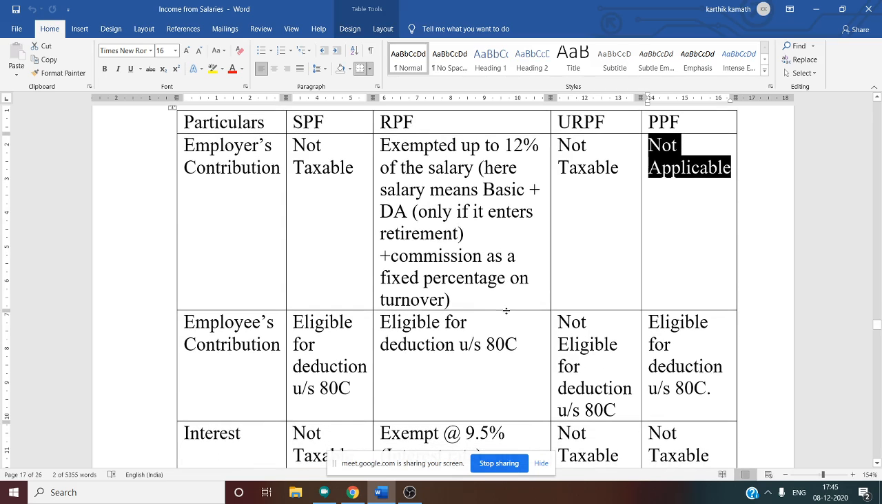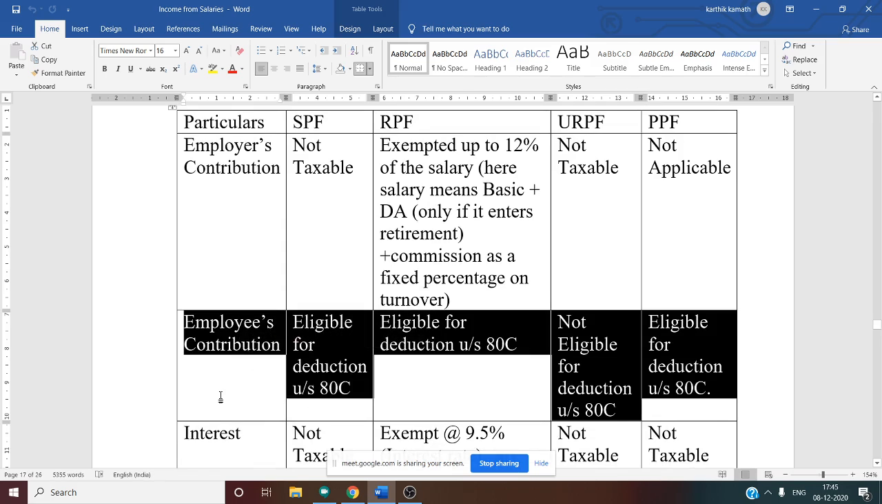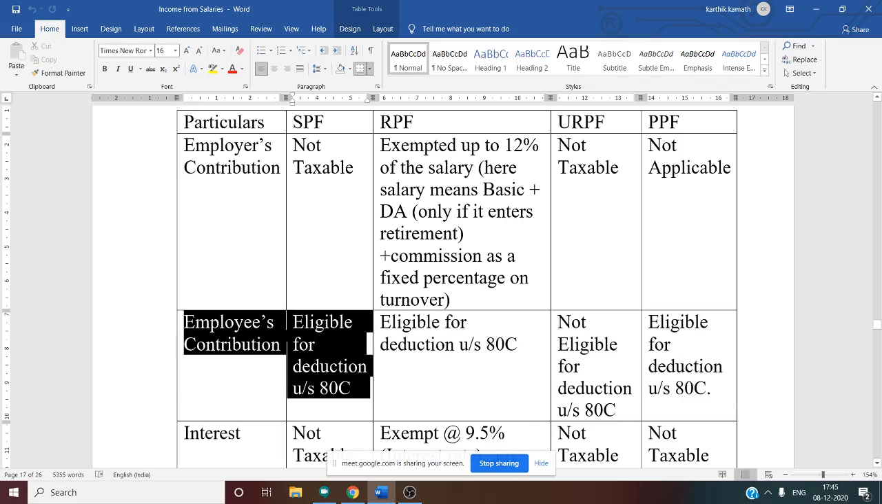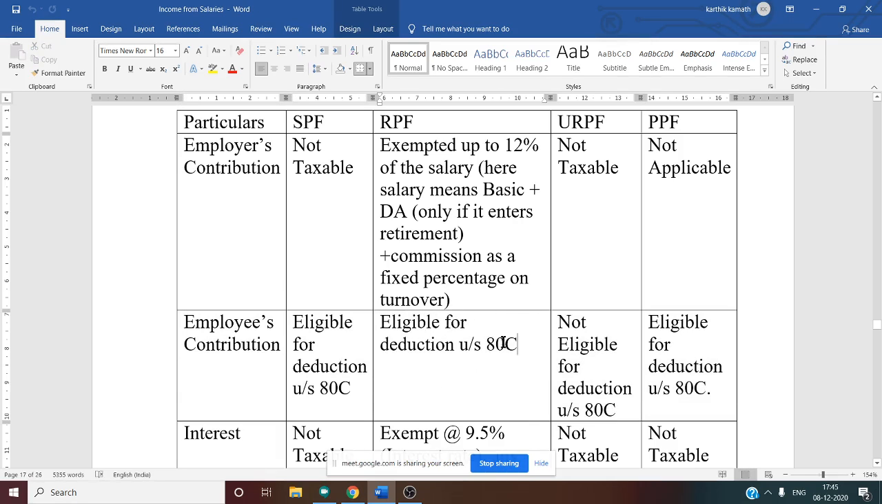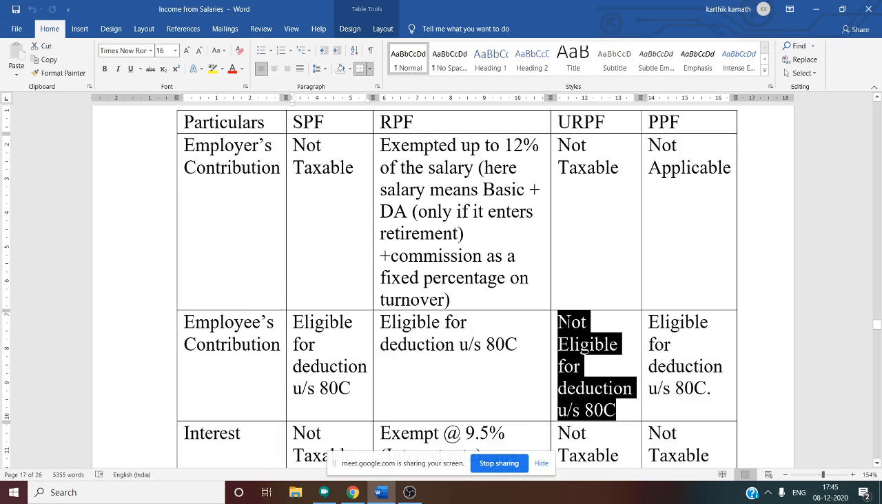Next, very important is 80C eligibility. There we have to see the employee's contribution. So SPF, statutory provident fund, is eligible for deduction under 80C. That means if the employee is making any contribution, suppose he invested 15,000 in SPF, you can claim that deduction under 80C. Similarly, RPF, recognized provident fund, deduction you can also claim under 80C. But URPF you cannot claim.